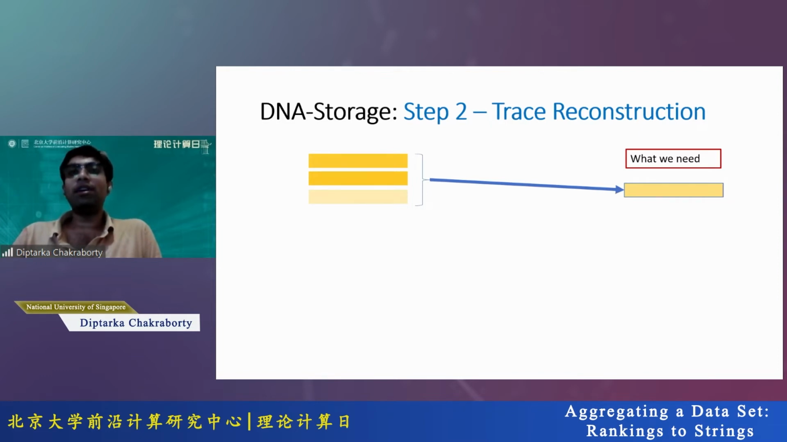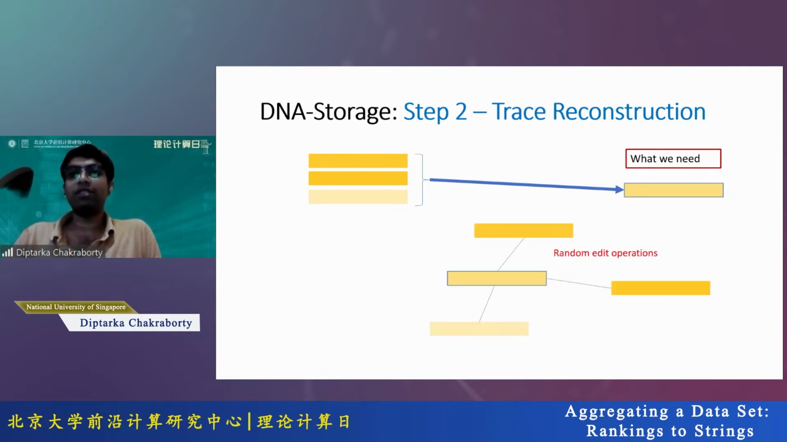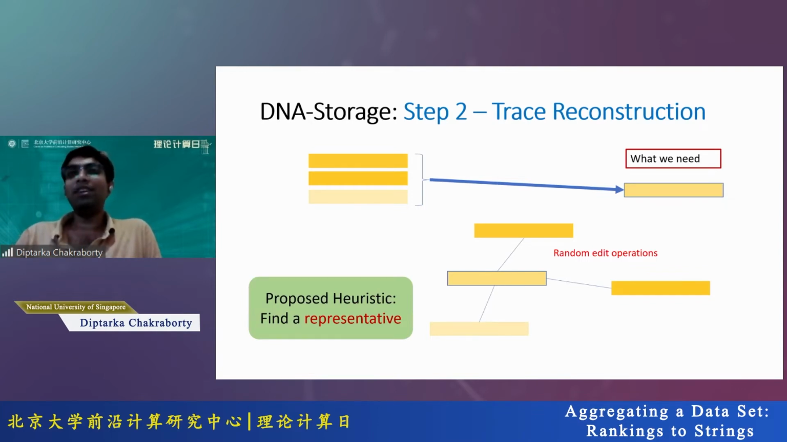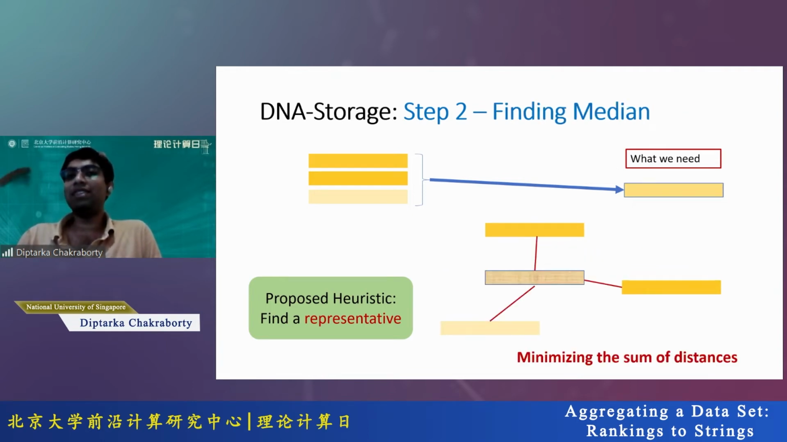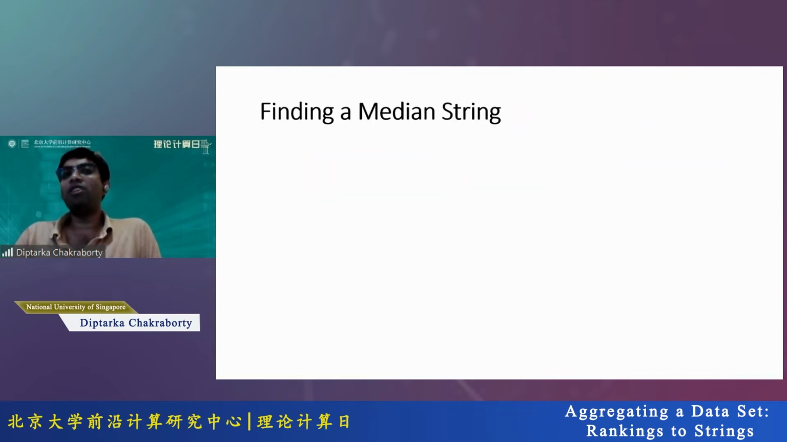Okay, if you recall, this was our question: we want to focus on one cluster and perform this trace reconstruction. But there are not many efficient algorithms. There are some theoretical algorithms, but they do not perform well in practice. So what practitioners actually use is a heuristic: instead of really solving trace reconstruction, let's try to find a representative of the cluster. One standard notion of representative is to find some string that minimizes the sum of distances, and that is called the median string.